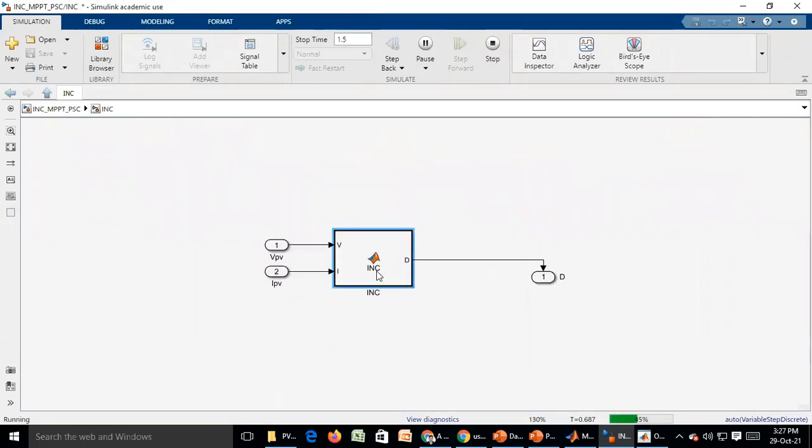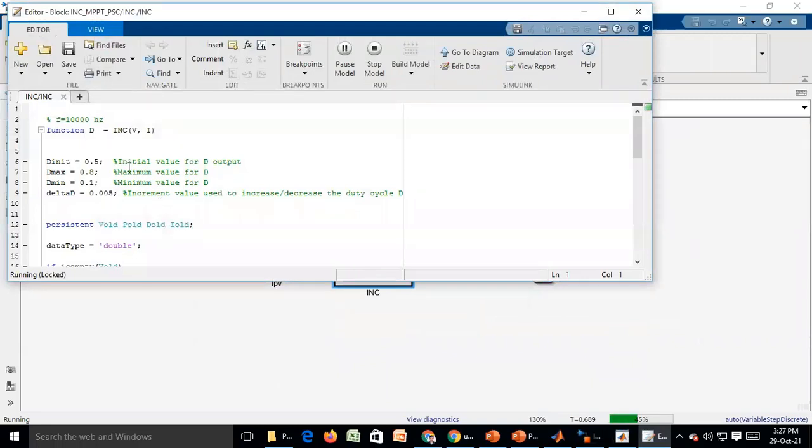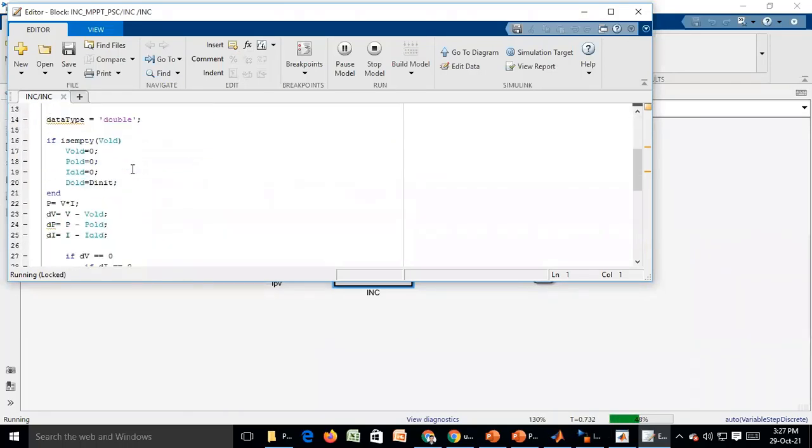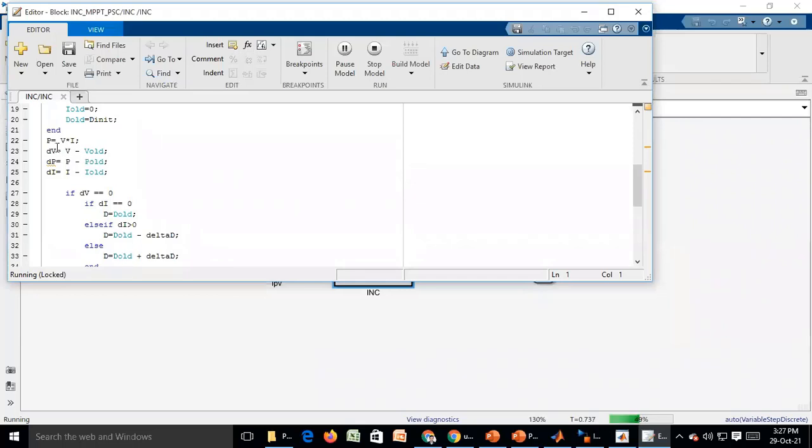In the incremental conductance method also, we have followed the same. Only one thing: initially 0.5 we have taken, whereas it was 0.72 in the P and O. Maximum and minimum values are initialized the same, 0.8 and 0.1, and delta is 0.005 only. And this rule is the same. dV is equal to V minus V old, dP is equal to P minus P old, and change in current is I minus I old. Here the change will come.